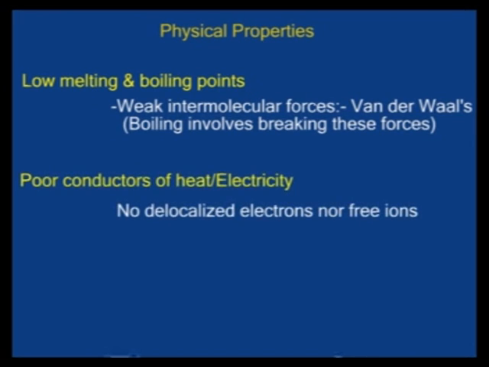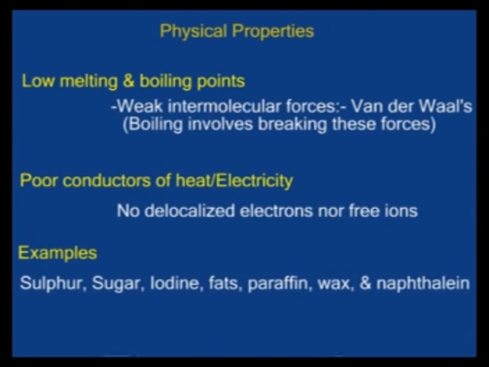The molecular compounds are also poor conductors of heat and electricity. Why? Because their structures are composed of molecules and they do not have any delocalized electrons, neither do they have free ions. Remember, we said only free ions or delocalized electrons can conduct electric current. Some molecular substances include sulfur, sugar, iodine, fats, paraffin, wax, and naphthalene, and many others.